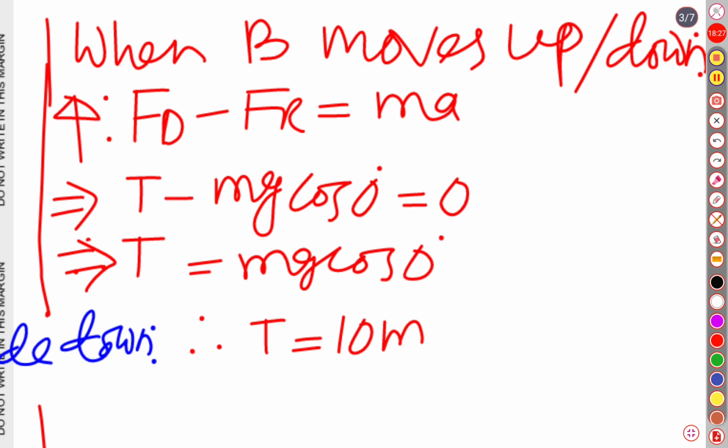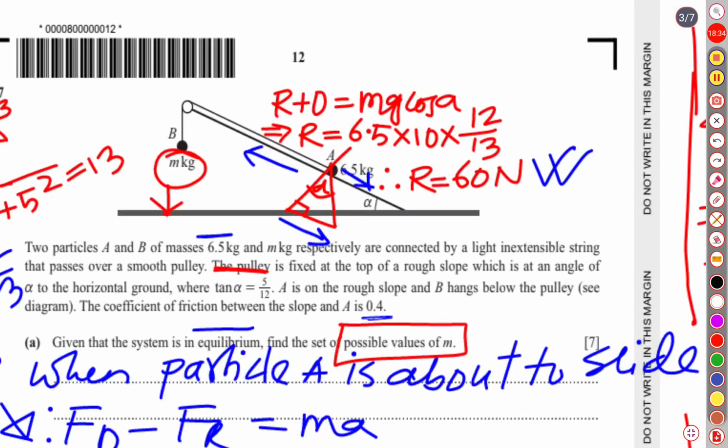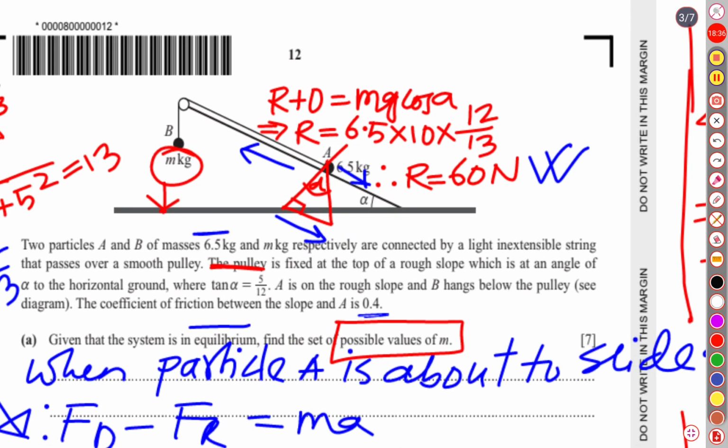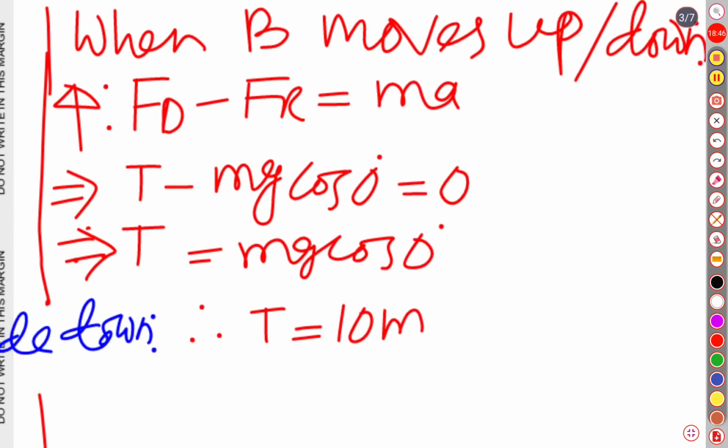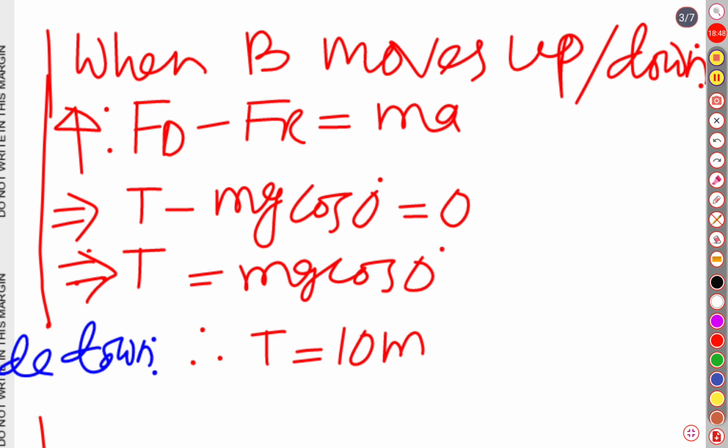Now let's see what would happen if the particle moves down. Actually they are the same as I have shown. Look at this, the upward force is tension, the downward force is nothing but weight. So ultimately they are equal to each other. There are no other external forces acting on B. That's why whether it moves up or down, its tension will be the same. There are only two forces, and they are equal to each other. It varies on the basis of the variation of mass. So tension is equal to 10m.